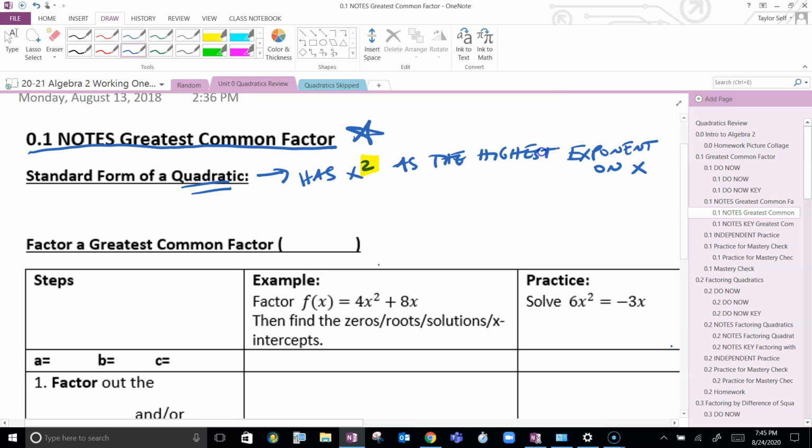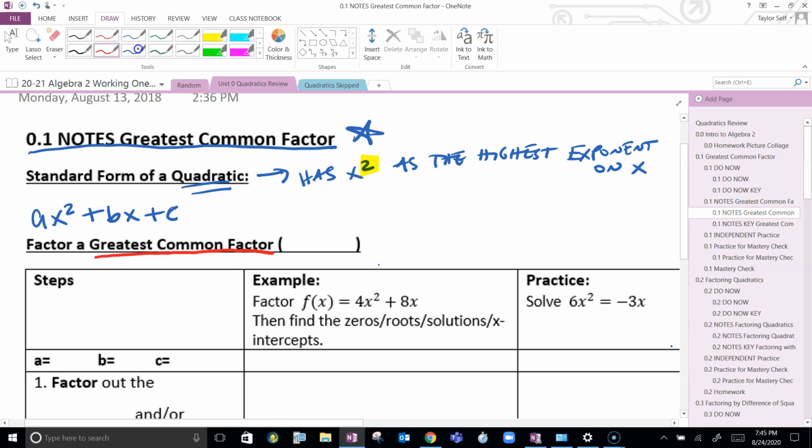Okay, and now let's write down the standard form of a quadratic. This should look familiar. We have ax squared plus bx plus c. That is the standard form of a quadratic. Today we're going to learn the first step of factoring a quadratic, which is factoring a greatest common factor.